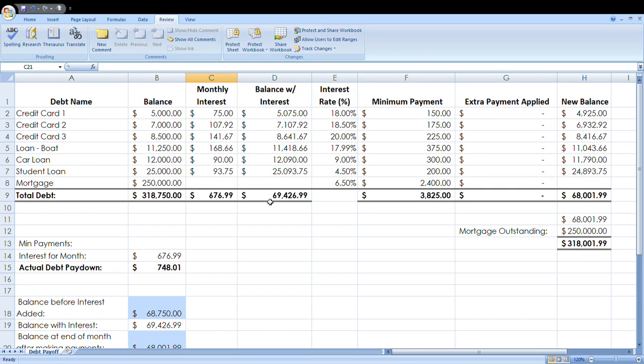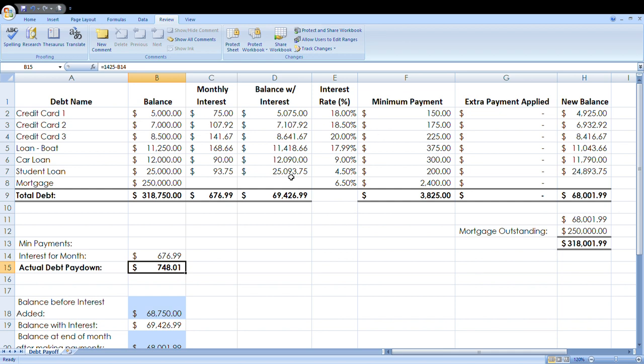Okay, so with these debts, you paid out, let me reiterate, $1,425 that month in minimum payments, but you only got ahead $748.01. That's why it's very, very important to pay these off as soon as possible.